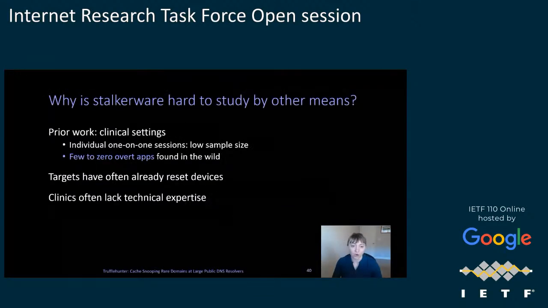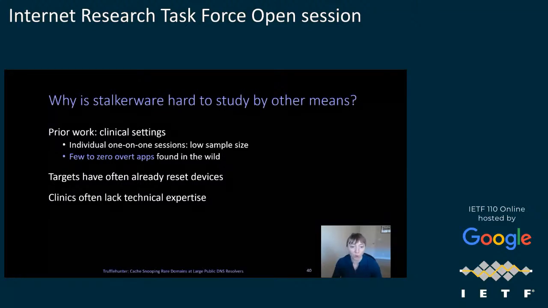The prevalence of overt stalkerware is hard to estimate by any other means because it's very difficult to observe it in the wild. Prior work in this space has mostly been conducted in clinical settings. So researchers will conduct individual one-on-one interviews with targets, and unfortunately that gives them a low sample size. During these interviews, they found few to zero of these overt apps in the wild. But a simple Google query will turn up dozens of them, and there are ads all over the place.